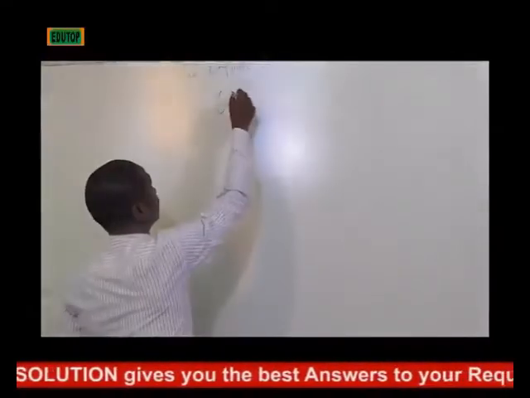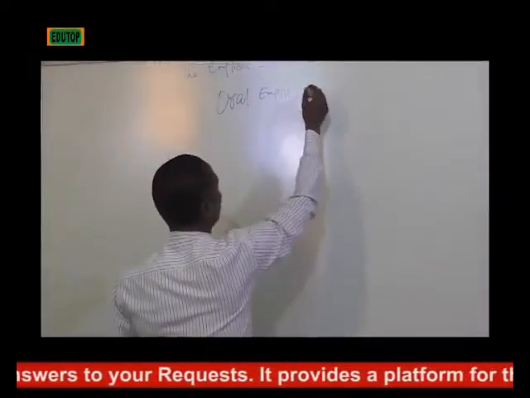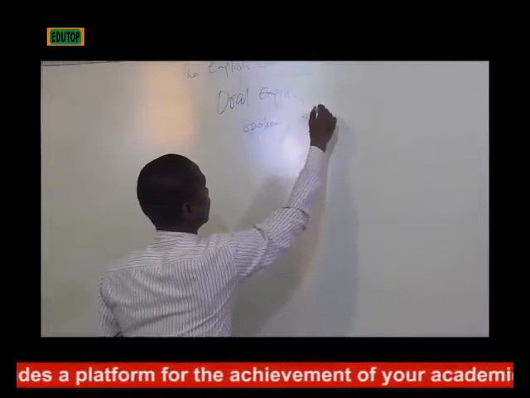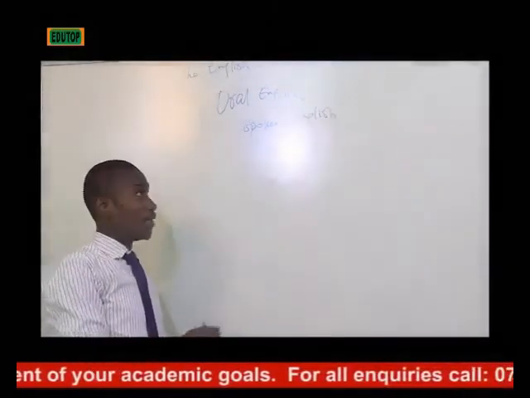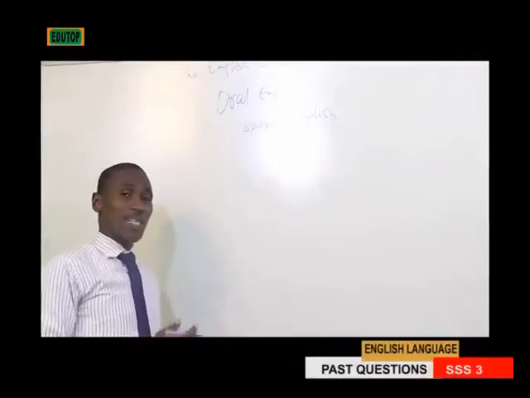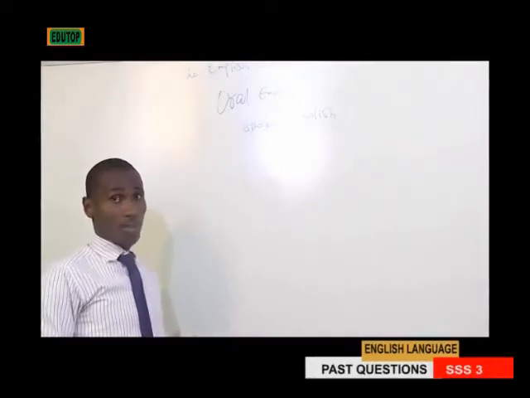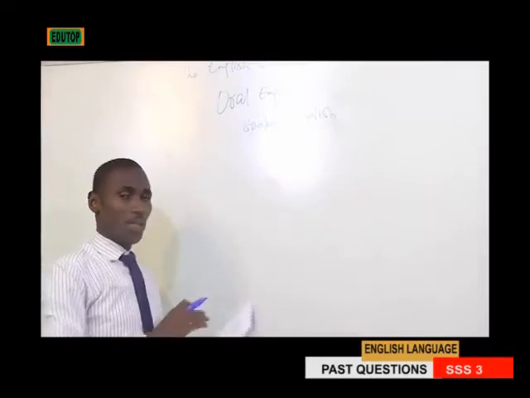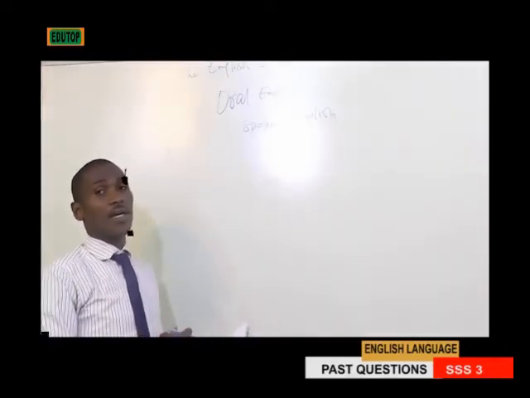Oral English language, otherwise known as spoken English, is divided into two parts, that is the segmental and the supra-segmental. The segmental part of spoken English language takes care of vowel sounds and consonant sounds, while the supra-segmental aspect takes care of stress, that is word stress, emphatic stress, tone and intonation and all of that.